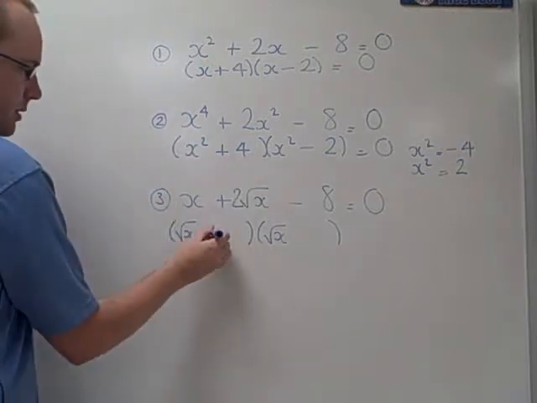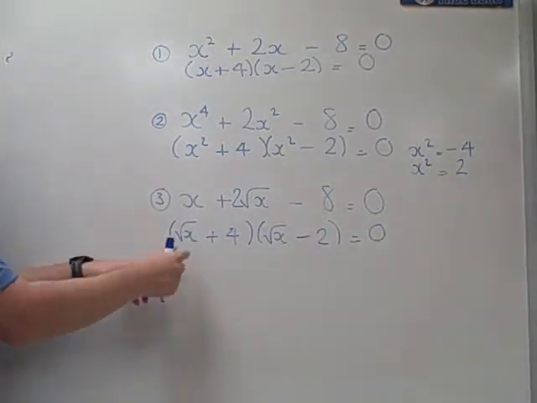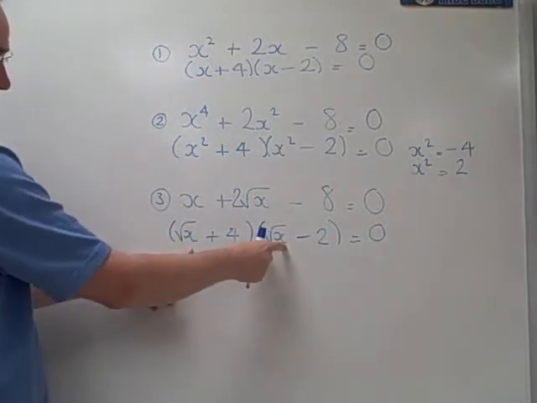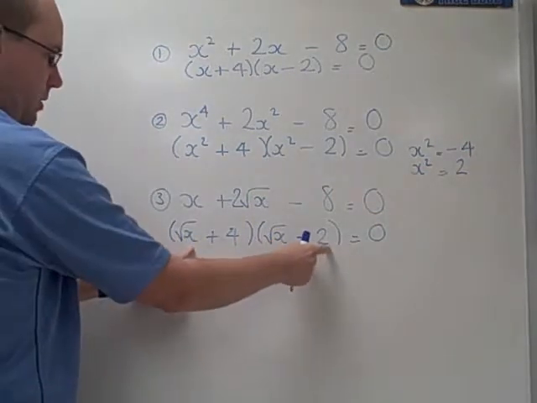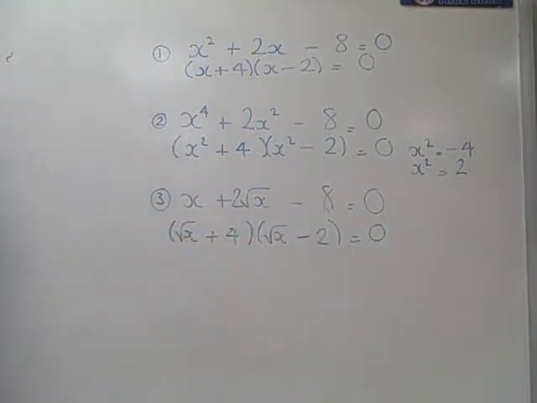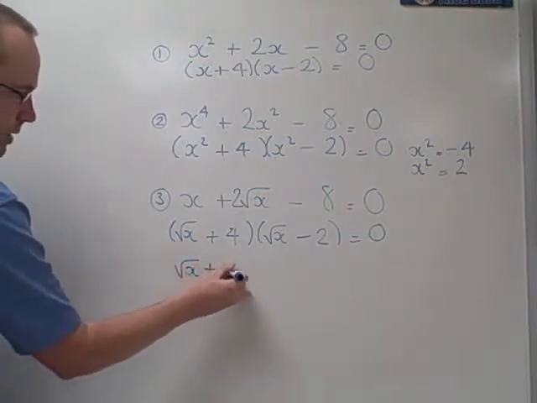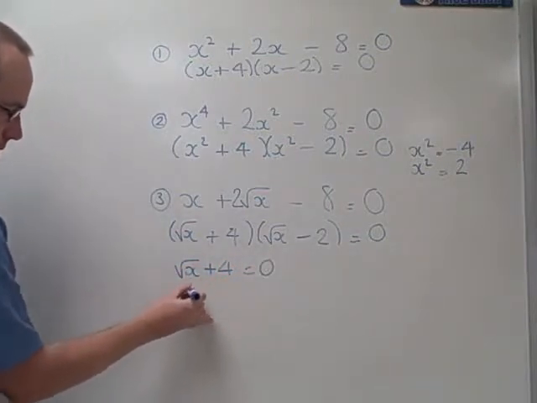So same coefficients, plus 4, take away 2, and you can check by using FOIL. This is going to give you x. This is going to give you x minus 2 radical x plus 4 radical x will give us this term, and then 4 times negative 2 gives us negative 8. Then we can solve each of these separately. So when does this equal 0?